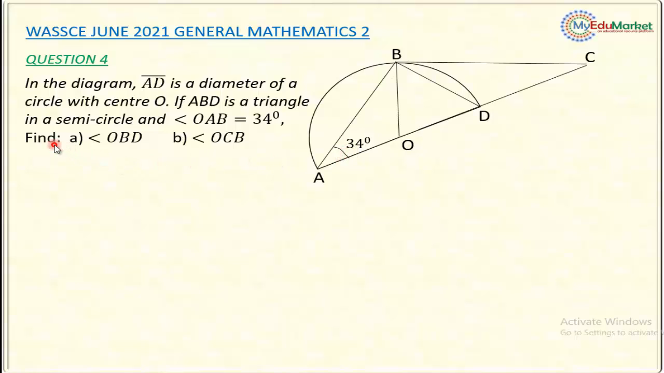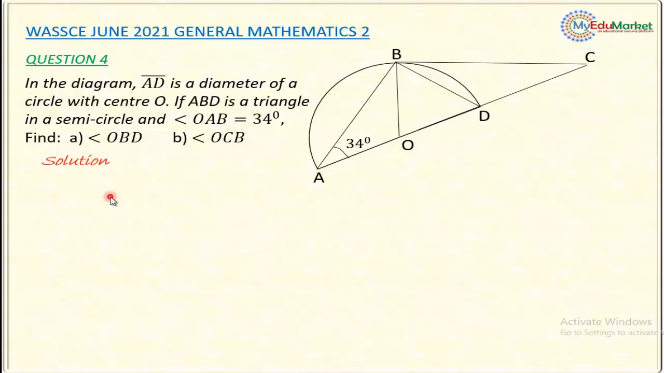The question asked in A is to find the size of the angle OBD. And in question B, we have to find the size of the angle OCB. This is the angle we are asked to find in question B. So let's attempt to answer this question.